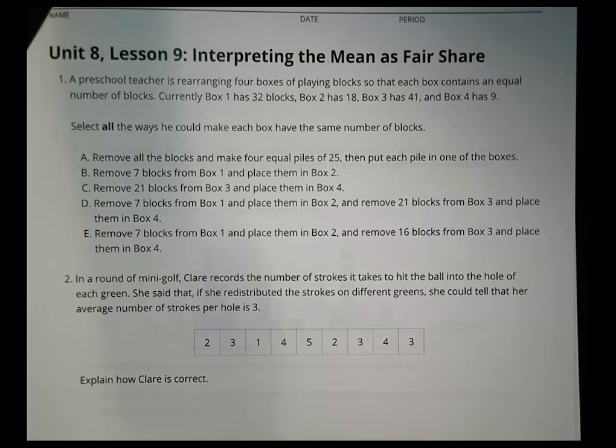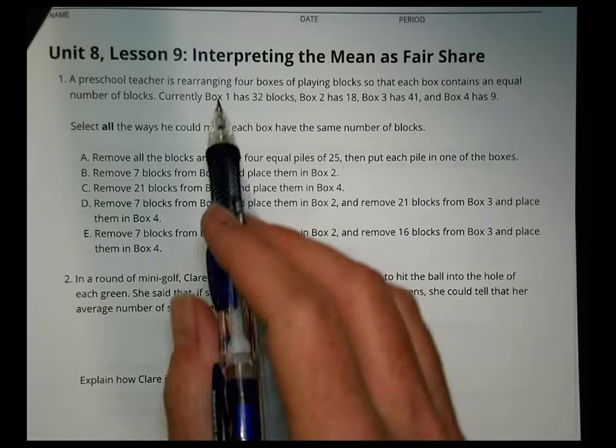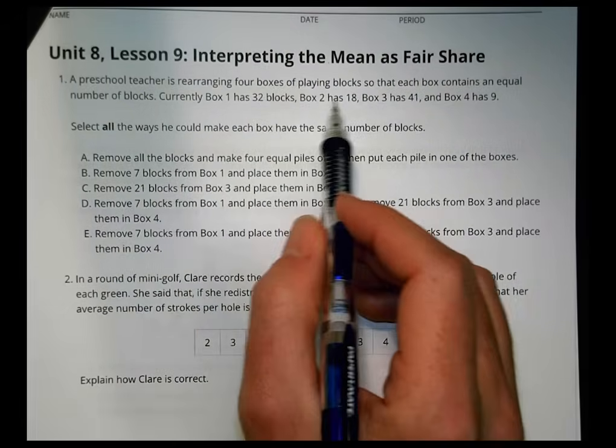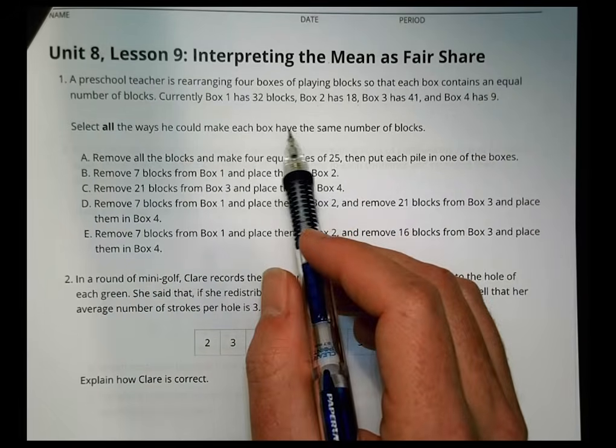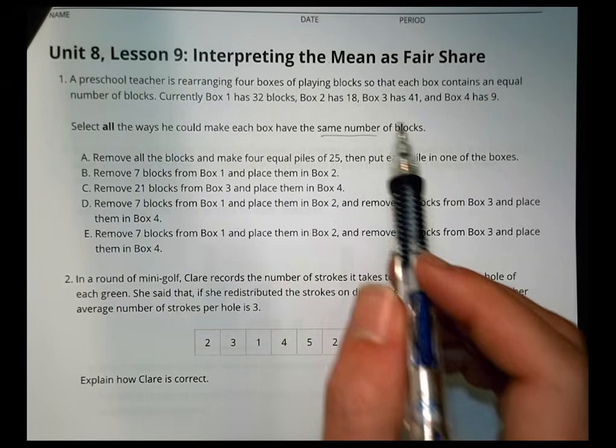All right, homework time for lesson 9. A preschool teacher is rearranging 4 boxes of playing blocks so that each box contains an equal number of blocks. Currently, box 1 has 32, box 2 has 18, box 3 has 41, and box 4 has 9. What are all the ways they can make the same number of blocks?